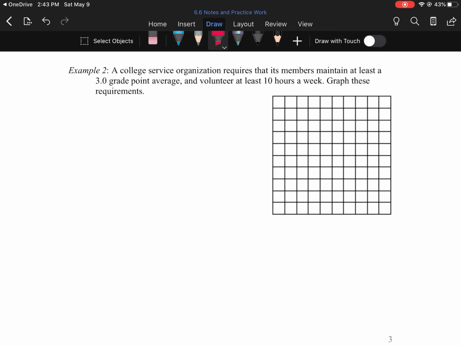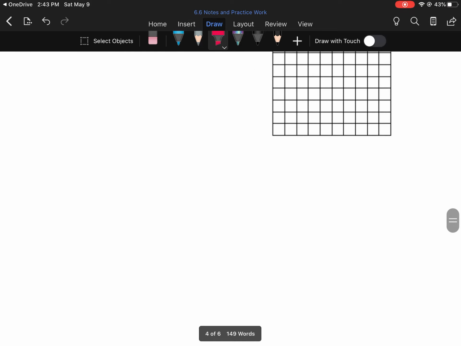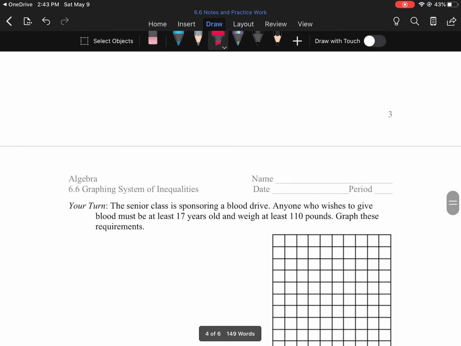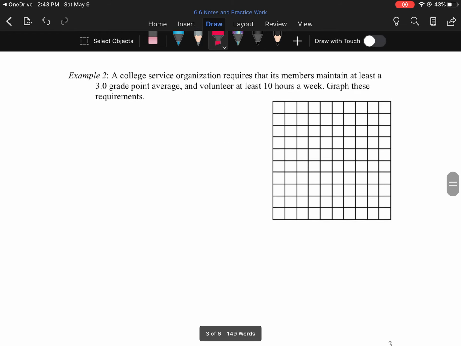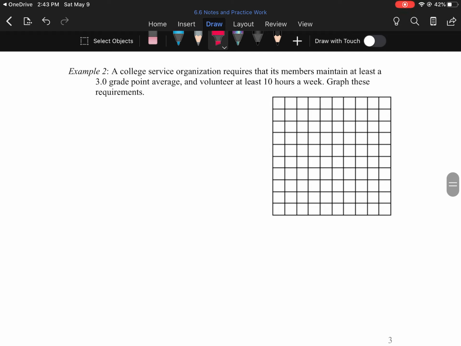All right, so example 2 is going to take us into a word problem. It says, a college service organization requires that its members maintain at least a 3.0 GPA, grade point average, and volunteer at least 10 hours a week. We have to graph these requirements. Now, thinking about volunteer hours and GPA, the lowest you can have of either of those is 0.